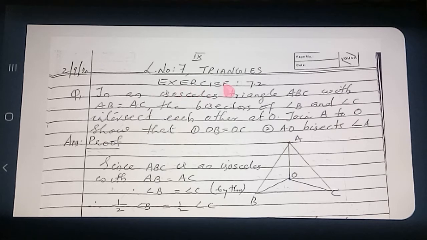Today we will start with exercise 7.2. Before explaining exercise 7.2, you want to know the previous theorems. In the previous videos I explained theorem numbers 7.2 and 7.3. That is, if two angles are equal, then their opposite sides are equal, one theorem. And the next theorem is this one: if two sides are equal, then their opposite angles are equal. One is the original theorem and the second one is the converse. Both theorems are very important, equally important.